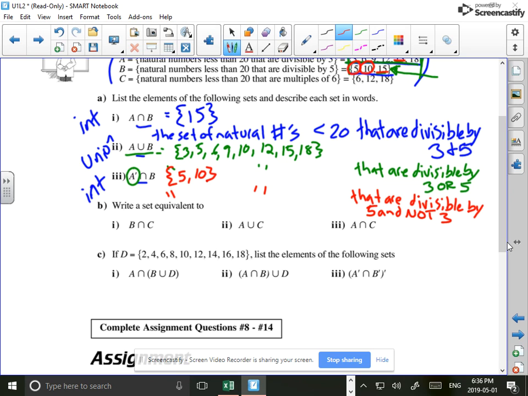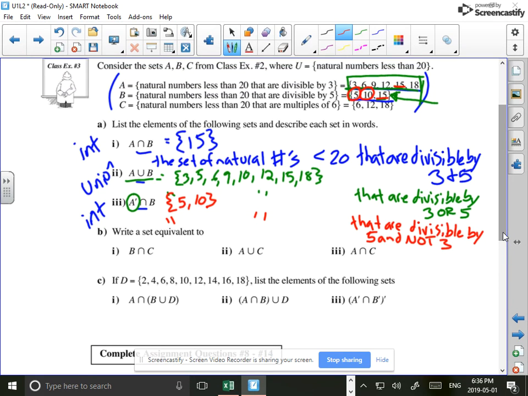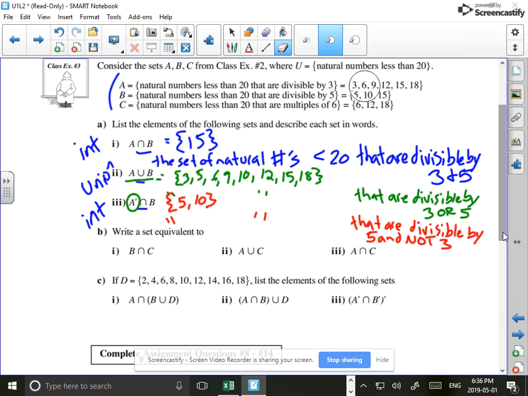So now it's saying write a set equivalent to the union between the intersection of B and C. So I'll just erase what I have from my drawings up here. So B and C. Where are B and C intersecting? 6, 12, 15, 5, 10, 15. I don't see any numbers between those two that make sense. So we are going to use our little symbol from the previous page.